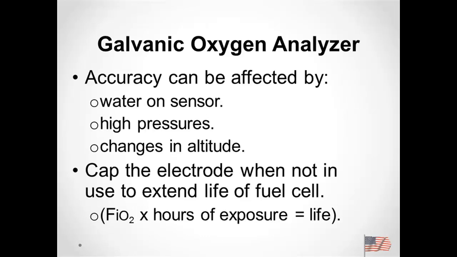Second thing, high pressures. Excessive levels of positive pressure will affect the readings also. The one big one we want to keep in mind is changes in altitude. Because it's measuring partial pressure, as you use it in flight, it's going to be less accurate. It's going to have some effect on it. The other thing about it is it's continually operating so long as it's exposed to a gas.